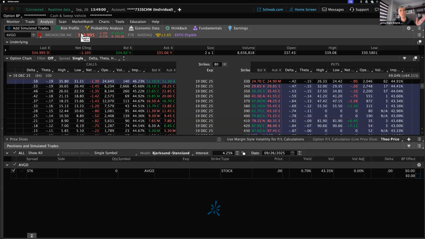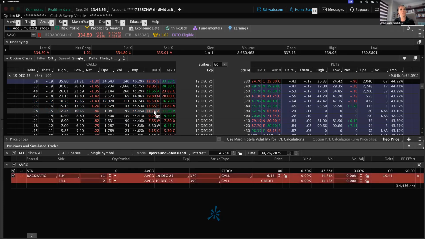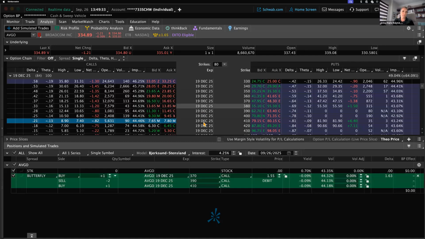So we're going to look at $50 from here, and that's going to be 385. We want that to be our center strike. So we don't have 385 trading, we have 390 trading. So if we want to do a butterfly, we can do 370. We want to buy the 370s. We're going to sell two of the 390s, and we're going to buy one of the 410s, right?